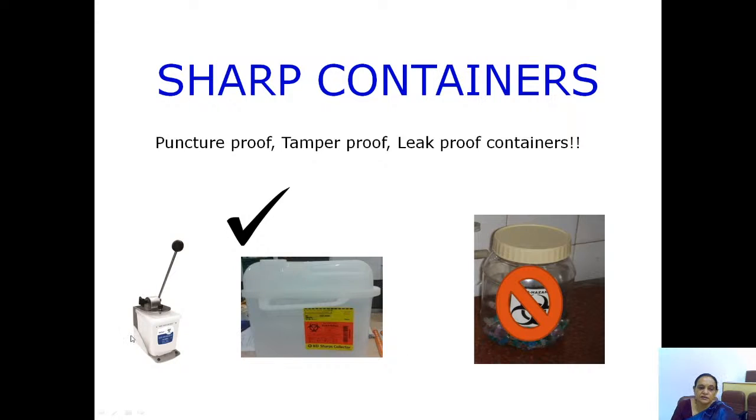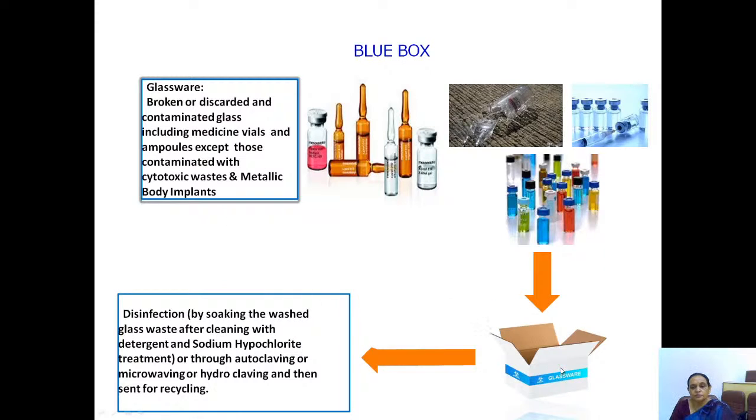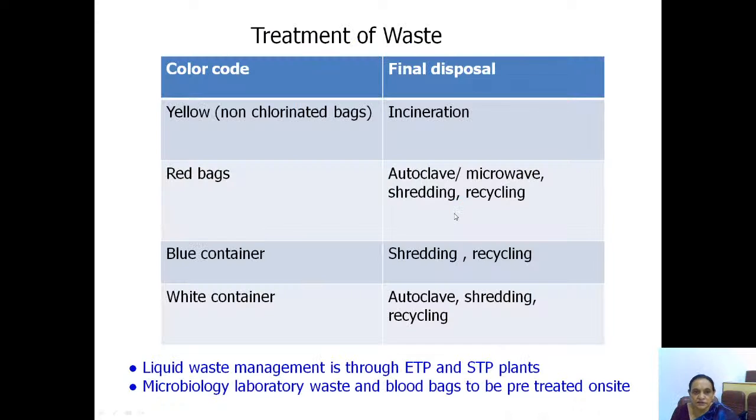The sharp container, as I showed you, the puncture proof, tamper proof, is used after cutting the needles; all the sharps, the needles and other metallic sharps can be put into that, and we should not use something like this which can be opened. Then the blue box that I showed you, all the ampoules and the injection vials, the broken glass, everything goes there.